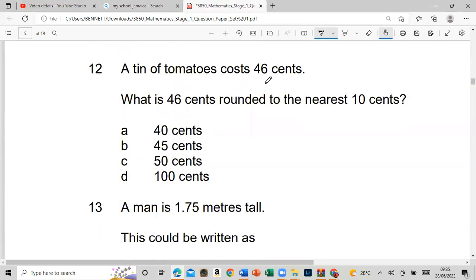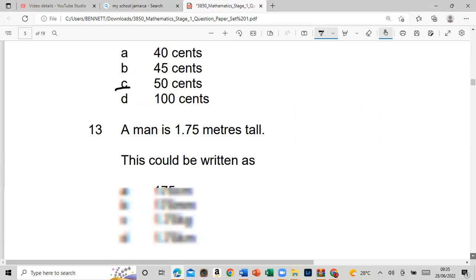A tin of tomatoes costs 46 cents. What is 46 cents rounded to the nearest 10 cents? All right. So 46, so that would be 50 cents. A man is 1.75 meters tall. This could be written as 175 centimeters, because 100 centimeters make 1 meter. So 175 centimeters is the same.